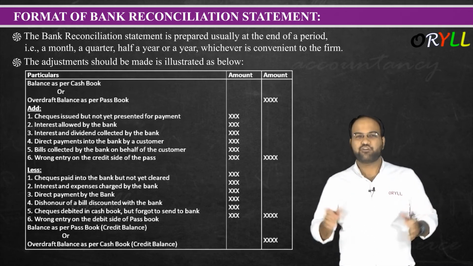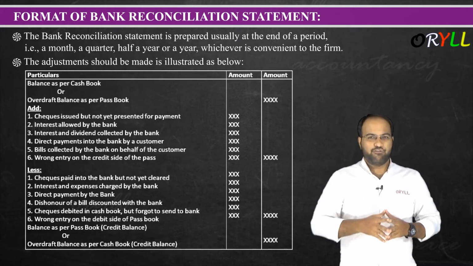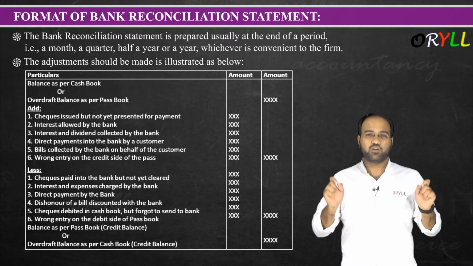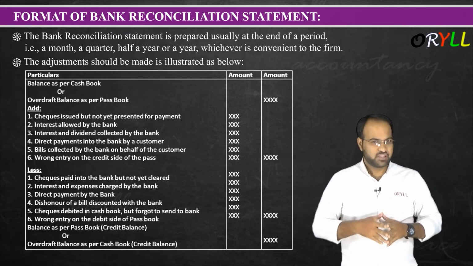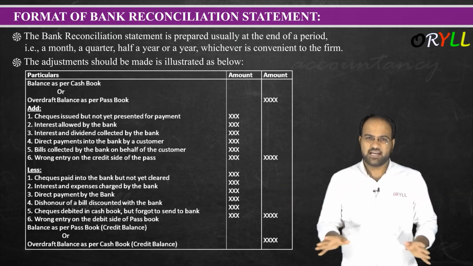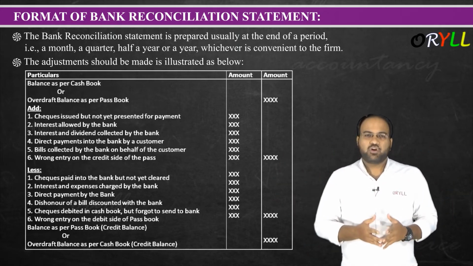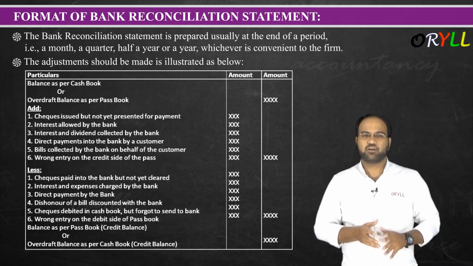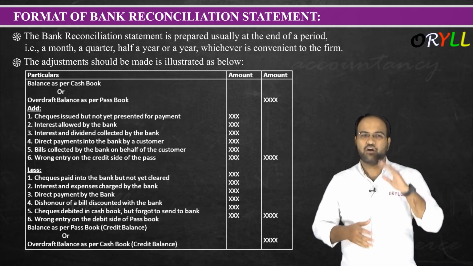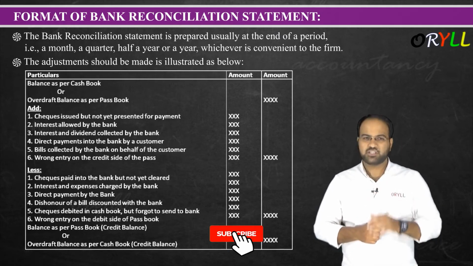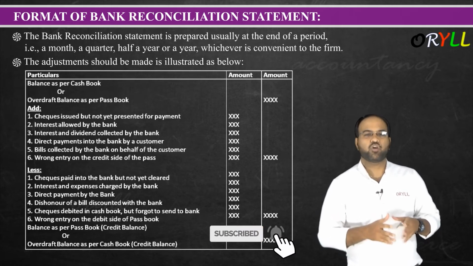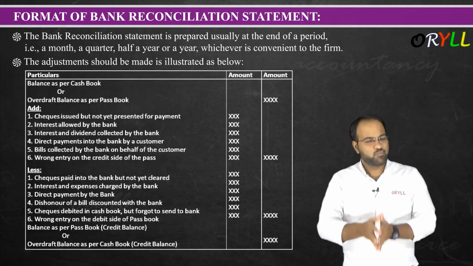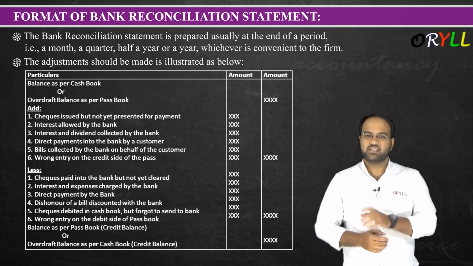So now let us see the exact format. See guys, this would be the format. As of now, you may not understand exactly what the transactions written here are, but when we solve the problems, we'll come across all of this. So just have a glance here. Start with the balance as per cash book, or the overdraft balance as per the passbook. Then add all these transactions, then less all these transactions, then get the balance as per the passbook or overdraft as per the cash book. Again, I'll discuss this in detail when I solve the problems, so I'm not going to explain anything more regarding this one.